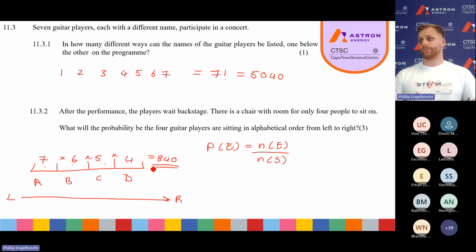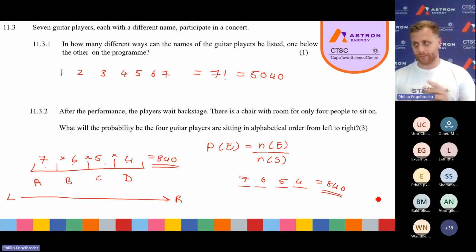That's the first thing. Do we understand how I got to that, okay? So I have 4 slots available, 1, 2, 3, 4, all right? And out of those 7 guitar players, only 4 can fit onto those slots, okay? So then I go 7 times 6 times 5 times 4, and I get 840, okay?